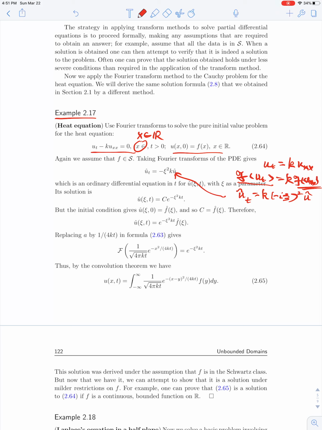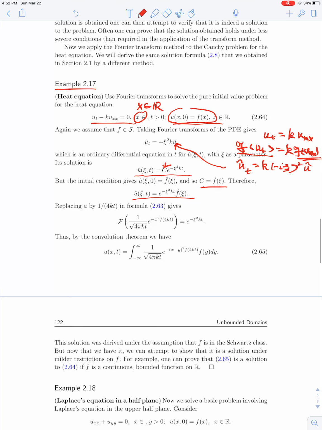Now this has become an ODE, so you can solve this ODE easily, and the solution is this. Now we need to determine this constant c from the initial conditions. That means you apply the Fourier transform to this equation, and then you find out that this c actually is the Fourier transform of f, and that is why we have this.